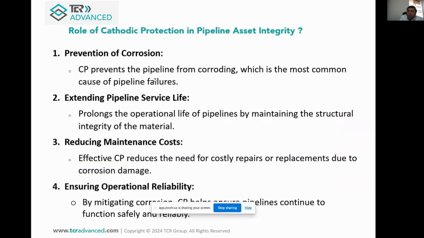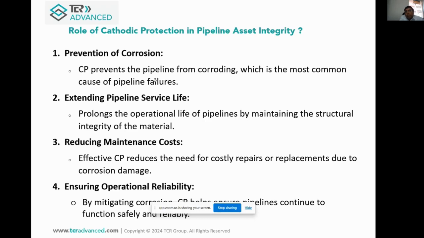So, the role of cathodic protection in pipeline asset integrity. Prevention of corrosion: basically, the first role is the prevention of corrosion. CP prevents the pipeline from corroding, which is the most common cause of pipeline failures. Extending pipeline service life: cathodic protection can be designed with ICCP for a design life of 30 years, 35 years, and 40 years. And in some cases, you can extend that design life by 10 or 15 more years by providing additional anodes as well. Again, reducing maintenance cost.